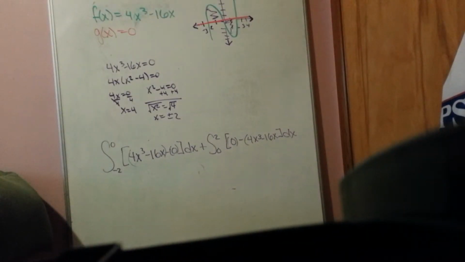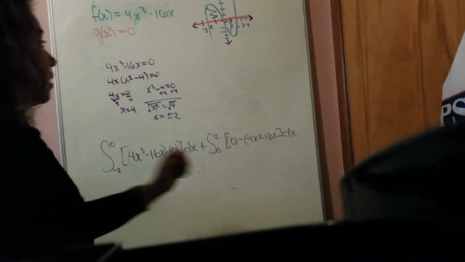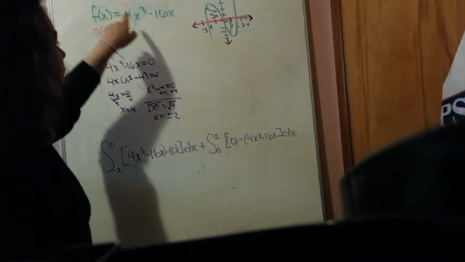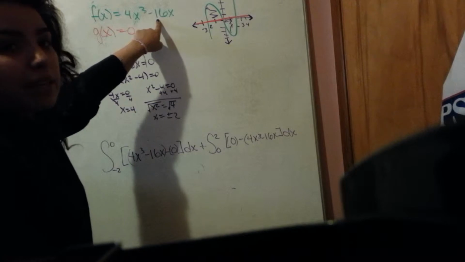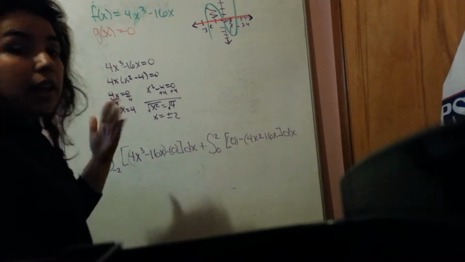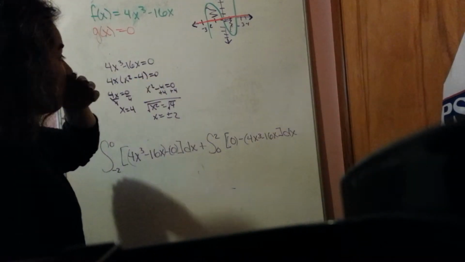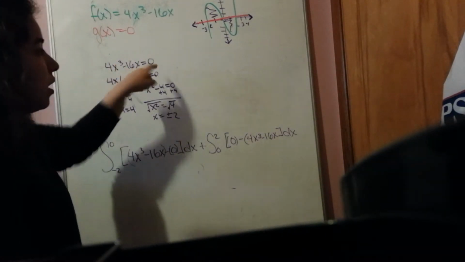Okay, so now what we're going to do is try to find the area when there's more than two intersection points. As you can see here, our first function is f of x equals 4x cubed minus 16x, and g of x equals 0. So in order to find the intervals analytically, you have to set them equal to each other and then set that equal to 0.